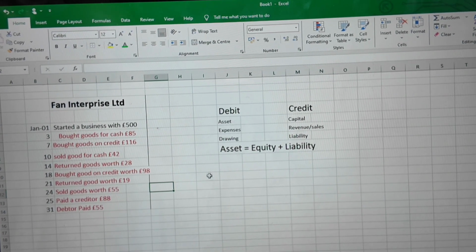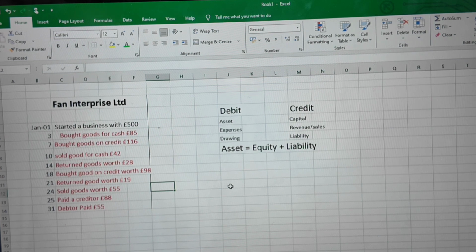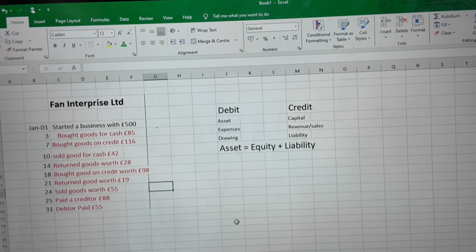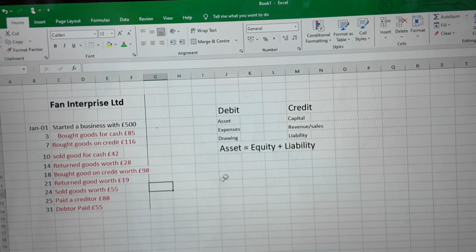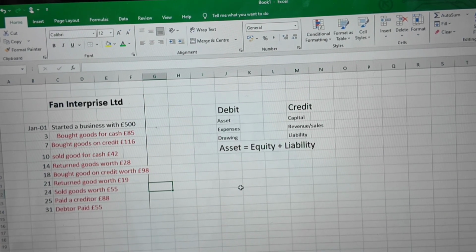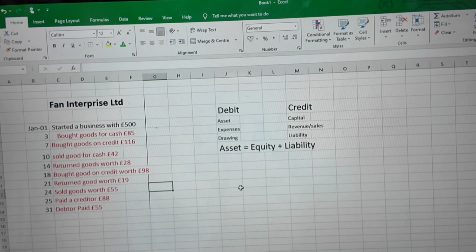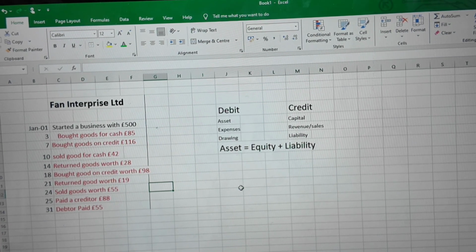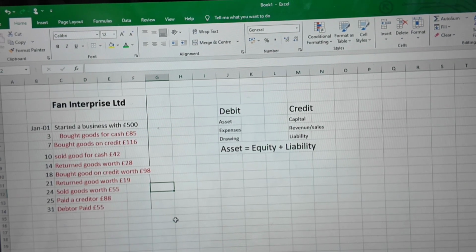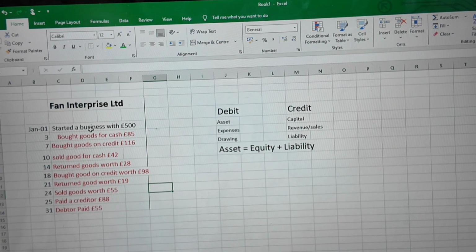In this question, we're going to be preparing different accounts, and after we've opened the accounts for each of these transactions, we are going to prepare a trial balance, and from that trial balance we will prepare our income statement and our balance sheet. In case I'm not able to finalize this, there will be a second video. So let's start off with the capital.